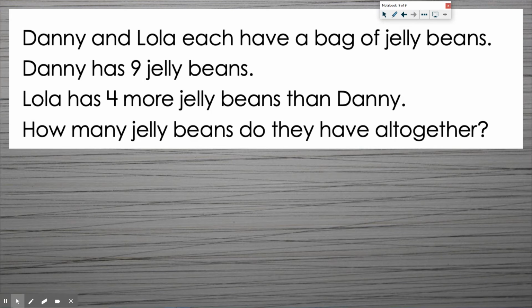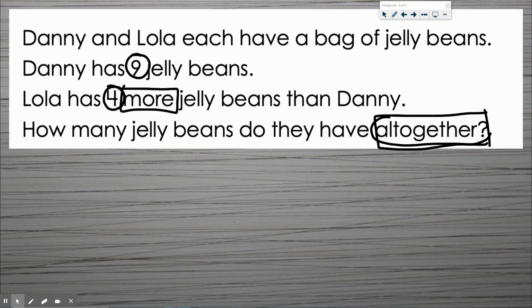Danny and Lola each have a bag of jelly beans. Danny has 9 jelly beans. Lola has 4 more jelly beans than Danny. How many jelly beans do they have altogether? So we are trying to find their jelly beans all together. That's going to be my math word. I can see the number 9, and I can see the 4. I see that Danny has 9 jelly beans, and Lola has 4 more than Danny, and we need to know how many they have together.